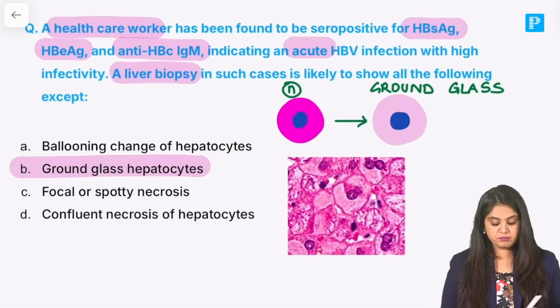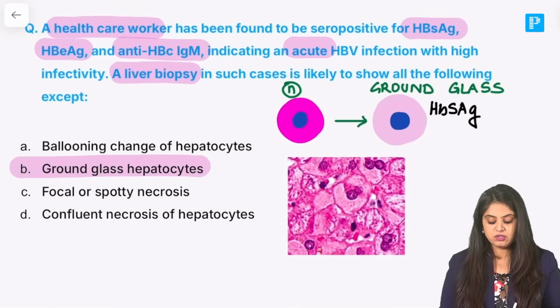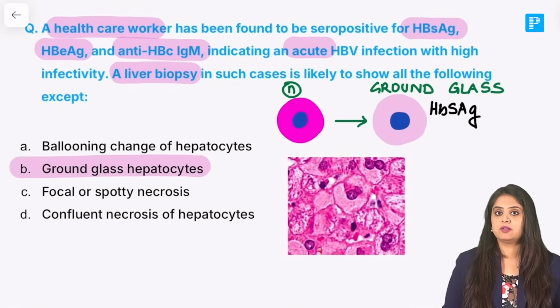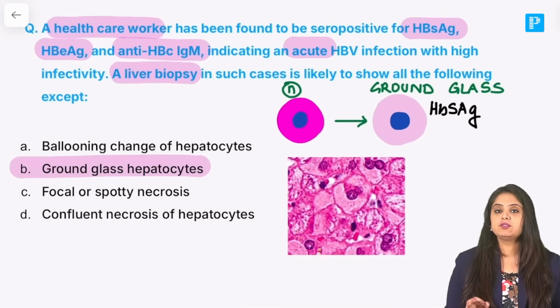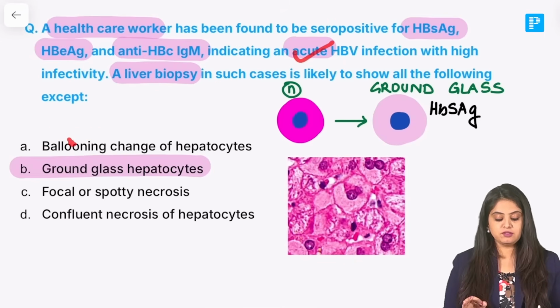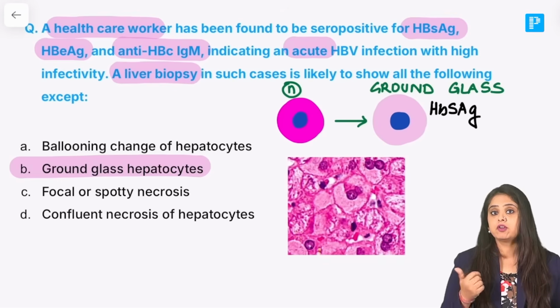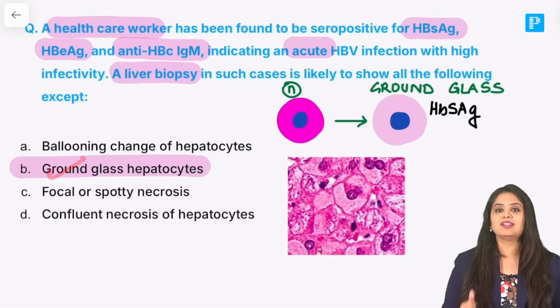This in turn is because of the accumulation of the surface antigen, that is HBS antigen, which is usually in the endoplasmic reticulum. Now please note that this is a feature of chronicity, and this will not be seen in acute hepatitis. So that means, should you be knowing every feature of acute hepatitis? No, the most important feature that you should be knowing for acute hepatitis is ballooning change. So if I have to tell you that one word for acute hepatitis, remember ballooning change. One word for chronic hepatitis, that is going to be ground glass hepatocytes.